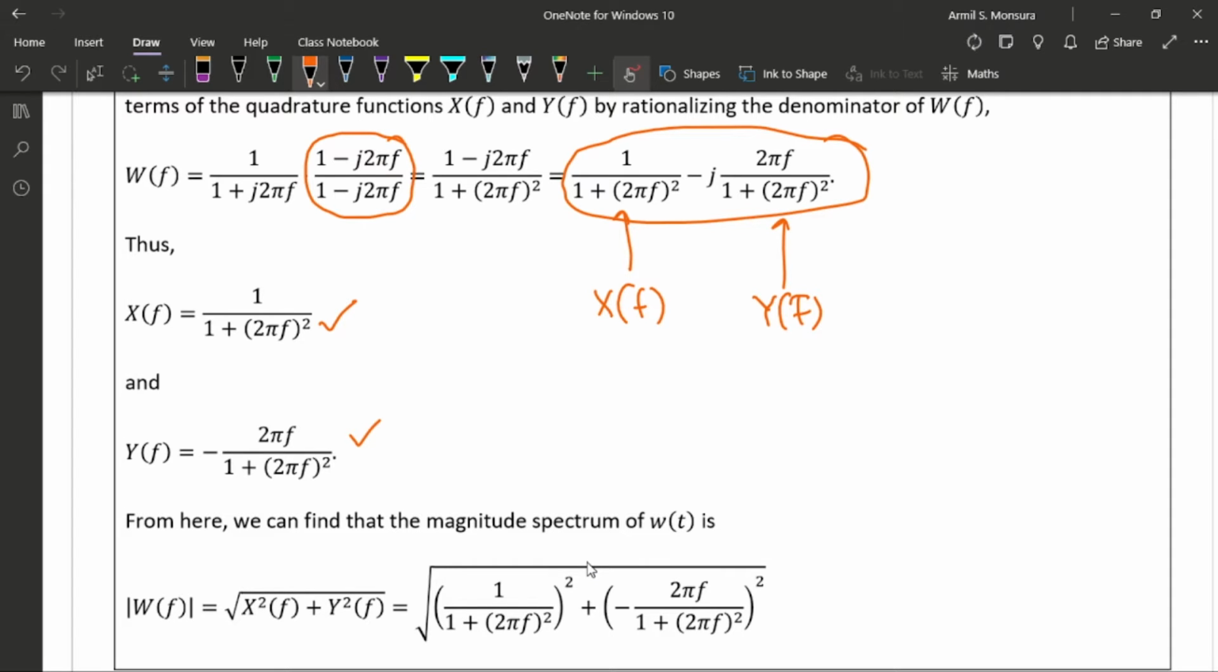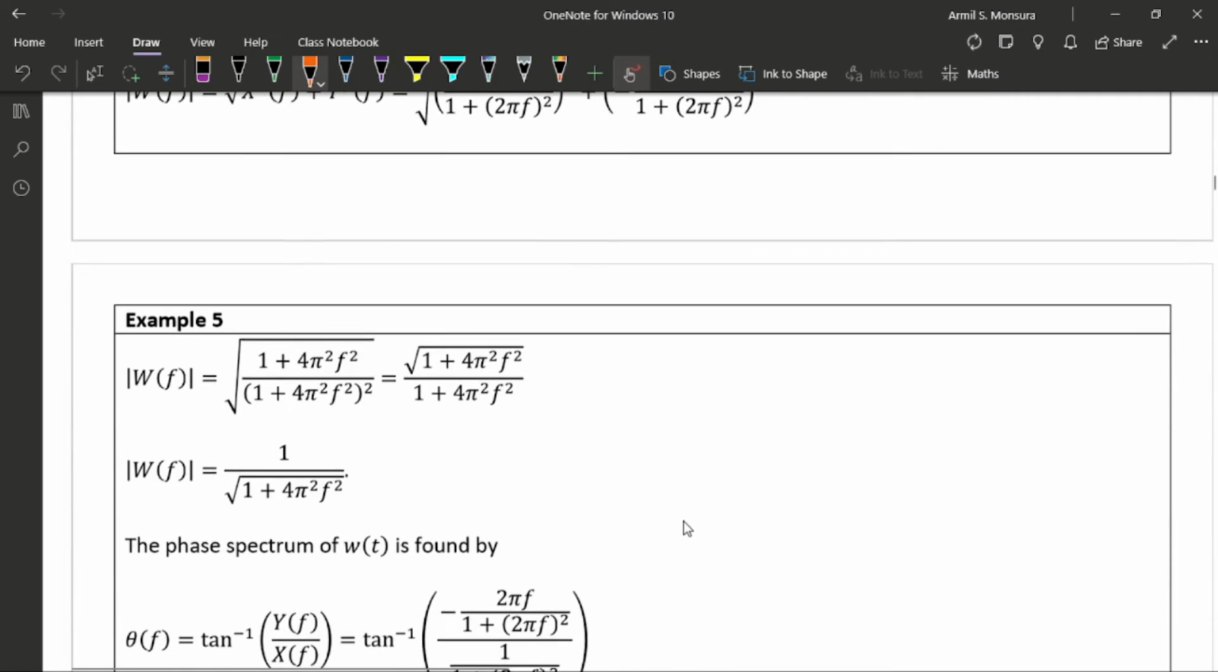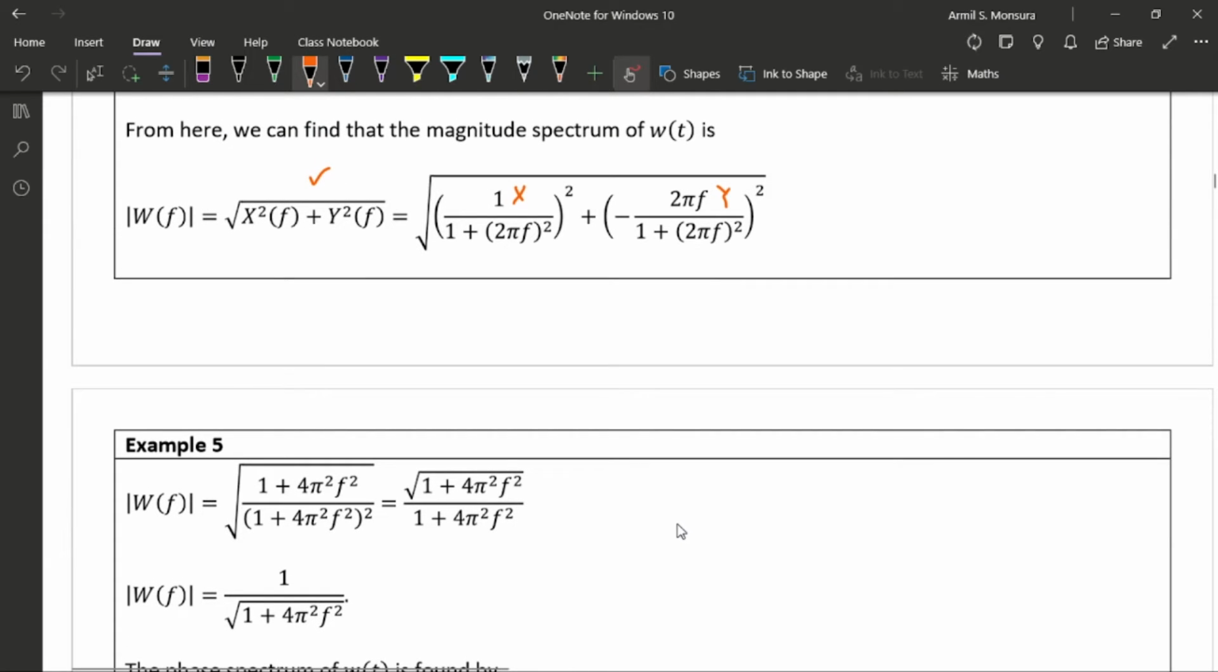Of your waveform, which we can obtain from the real and imaginary components that we have already obtained. So by using this formula, we will have the square root of the x and the y, and that would simplify to this. We take note that they have the same denominator, so I can simply add them.